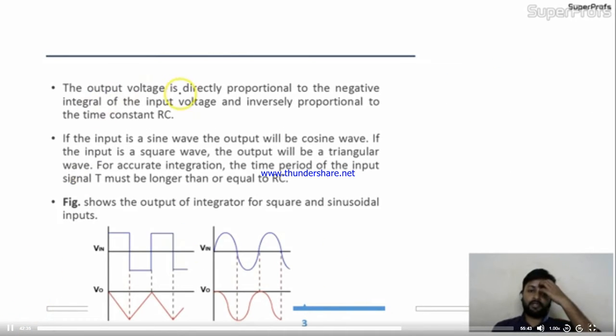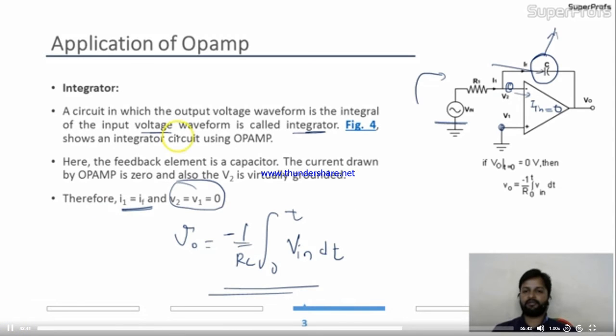The output voltage is directly proportional to the negative integral of the input voltage. Why is it coming negative? Because we are applying the input at the inverting terminal. Whenever you apply some input to the inverting terminal, definitely in the output you will get a negative sign because your input will be inverted.